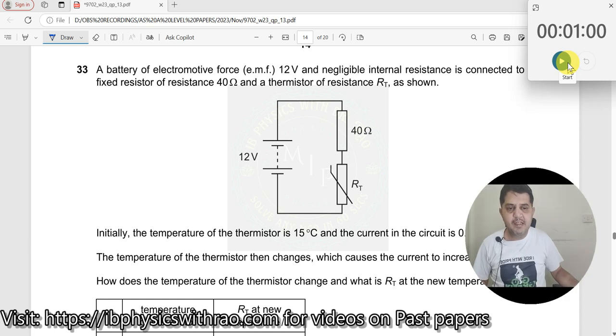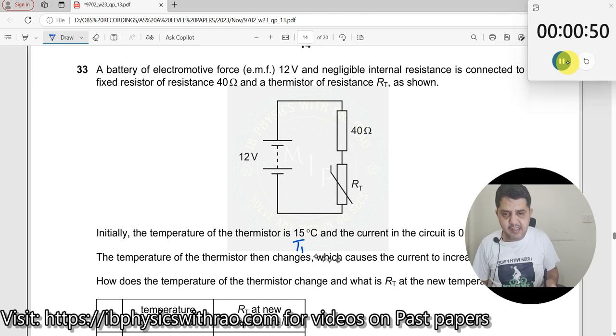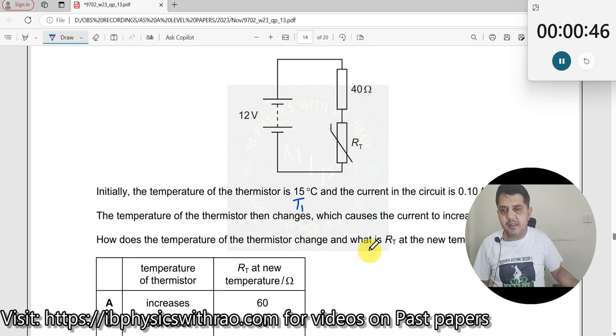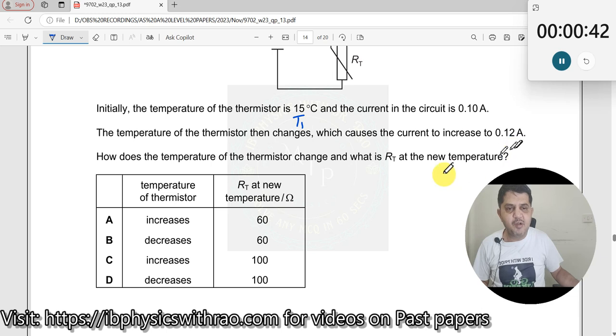Question number 33. A battery of electromotive force 12 volt and negligible internal resistance is connected as shown in the circuit. Initially, the temperature of the thermistor is 15 degrees centigrade and the current in the circuit is 0.1 ampere. The temperature of the thermistor then changes, which causes the current to increase to 0.12. So, the current is increasing, from 0.1 to 0.12.